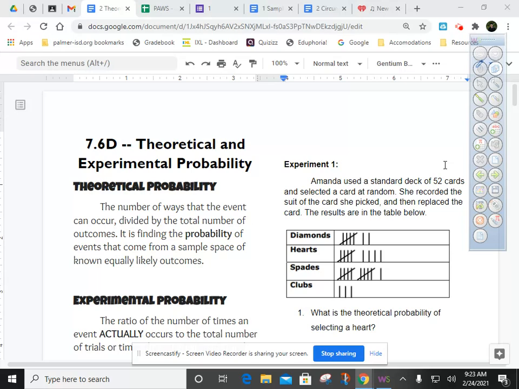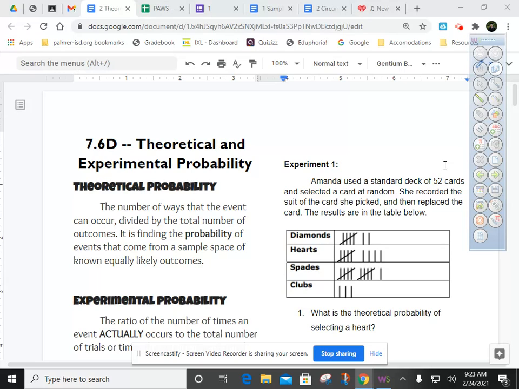Isn't a theory like a guess? Yeah, a theory is like a guess. Okay, so what do you think when you hear the word experimental? Experiment. You're experimenting. Okay, so with math and probability, theoretical probability is what should happen. The experimental probability is what did happen.